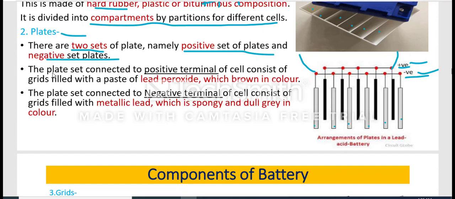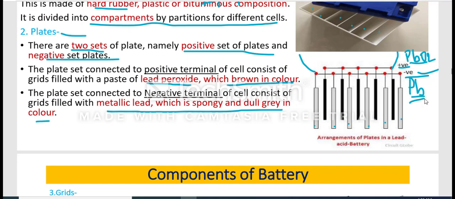So see here, there are 2 sets of plates, namely the positive set of plates and the negative set of plates. The plate set connected to the positive terminal of the cell consists of a grid filled with plates of lead peroxide, which is brown in color. So these positive plates are of PbO2, and these negative plates are of sponge lead. The negative terminal of the cell consists of a grid filled with metallic lead, which is spongy and dull gray in color. So this Pb is gray in color. Okay, this is about the plates.